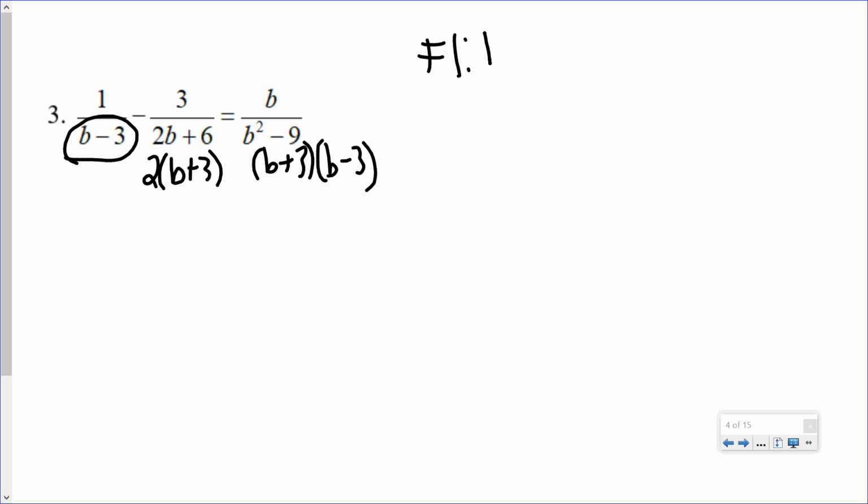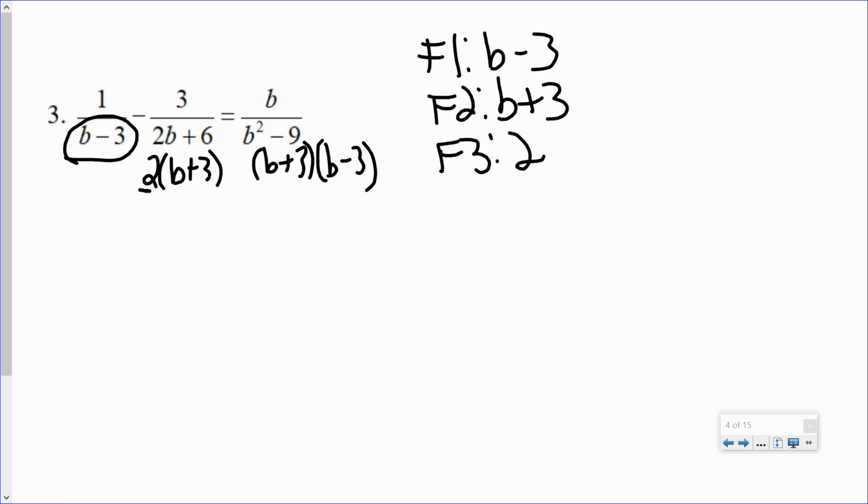So now I'm going to list my factors. I see a B minus 3. I see a B plus 3. I see a 2. This 2 is a separate factor from the B plus 3. The B plus 3 is married. The 2 is single. They're separate factors. I list them separately. Now I see the B plus 3 and the B minus 3 written again, but I don't have to list them twice.